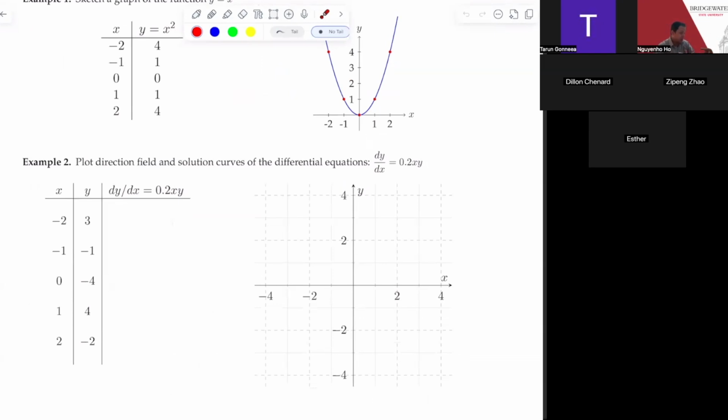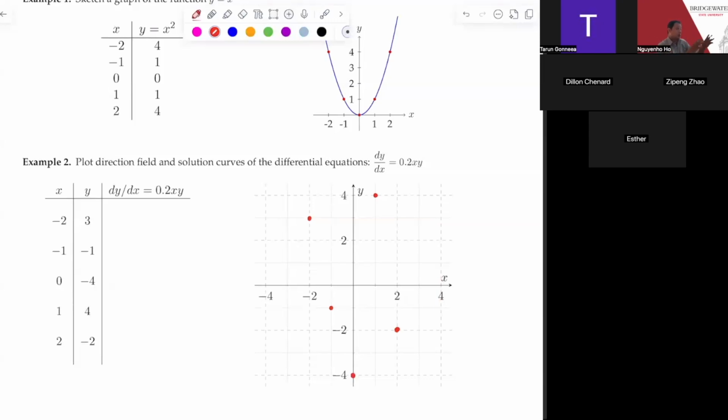So I'm going to plot these points on the grid here. (-2, 3), this is one point. (-1, -1), this is another point. (0, -4), this is the point. (1, 4) is this point, and (2, -2) is right here. Okay, so it's just a bunch of points. It doesn't mean anything in the bigger picture at this point.